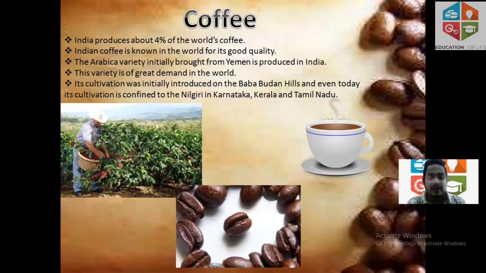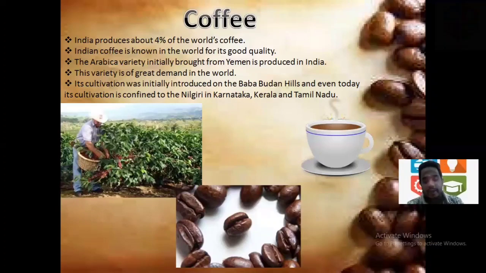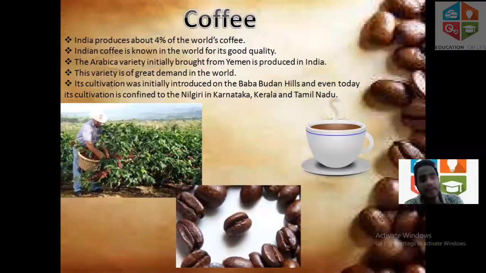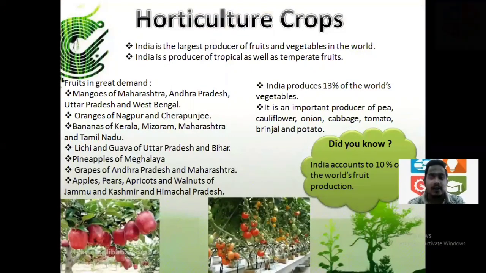We imported the Arabica variety of coffee from Yemen, in Saudi Arabia. In India, it has been cultivated from the British period. First, it was cultivated in Baba Budan Hills in Karnataka. Now it is cultivated in Karnataka, Kerala and Tamil Nadu, in the hilly regions of the Western Ghats, children. And next, about horticulture. Horticulture, you know, right?